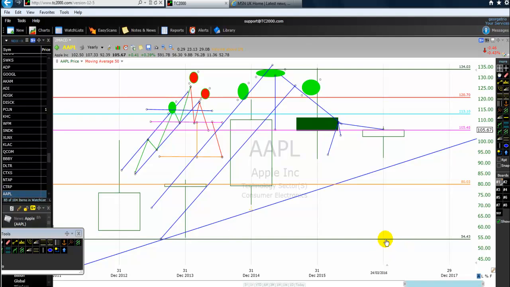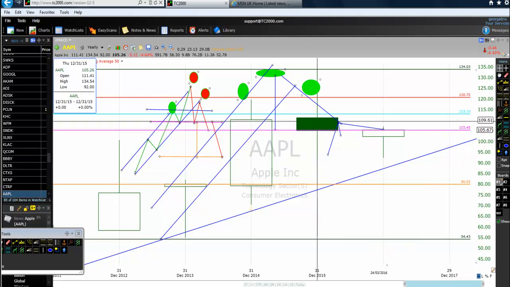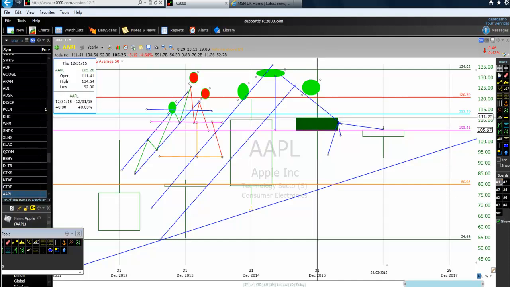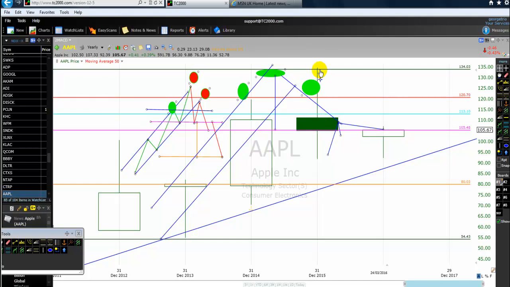Okay, Apple stock today is at 105.67. It's also near the opening price. In fact, the closing price for 2015 is 105.26. All right, that's the opening price for 2015.